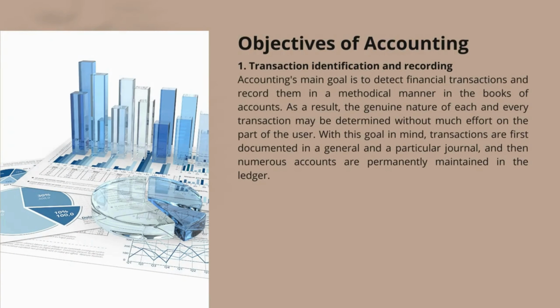Transaction identification and recording. Accounting's main goal is to detect financial transactions and record them in a methodical manner in the books of accounts. As a result, the genuine nature of each and every transaction may be determined without much effort on the part of the user. With this goal in mind, transactions are first documented in a general and a particular journal, and then numerous accounts are permanently maintained in the ledger.